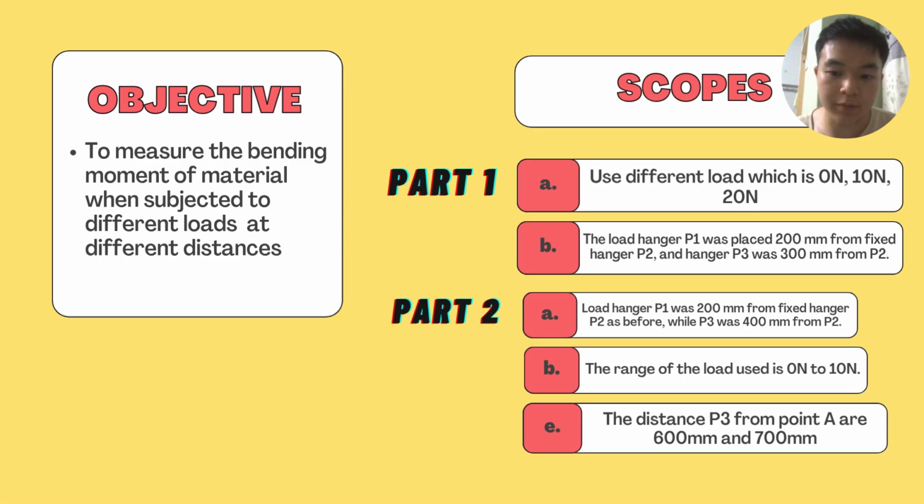We have specific amounts of loads that are stated in the expected result. We also did the distance of P3 from point A at 600 millimeter and 700 millimeter. So that's our part 1 and part 2 scopes.